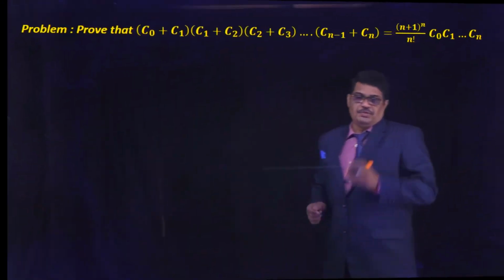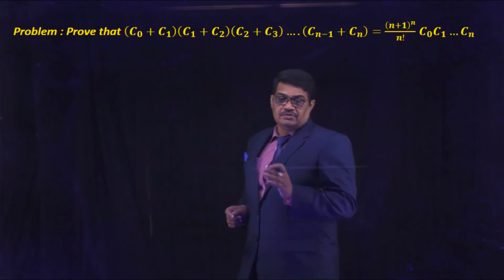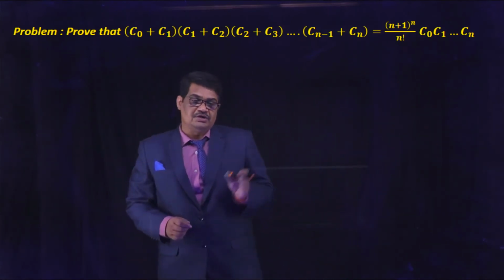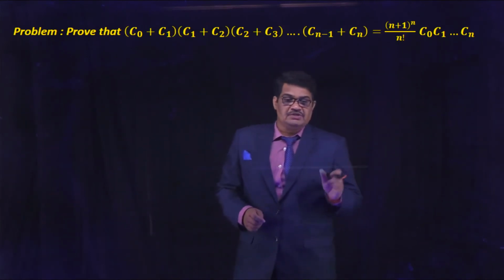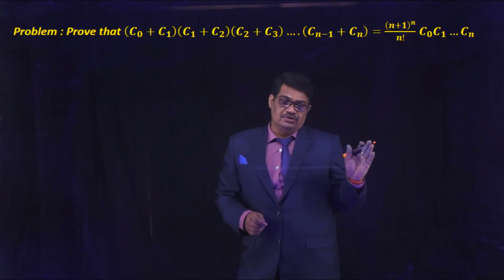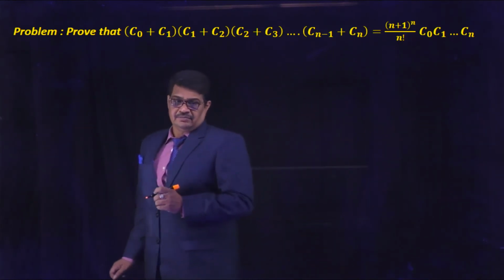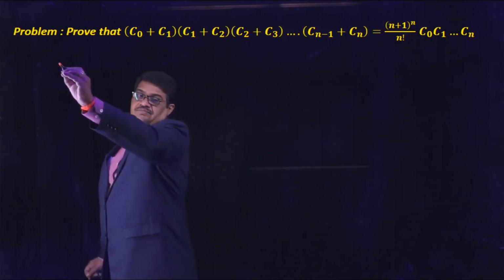Okay, see the problem. Prove that (C0 + C1)(C1 + C2)(C2 + C3) and so on (Cn−1 + Cn) is equal to (n+1)^n / n! into C0 C1 C2 and so on Cn. That is our proving result here. See the solution.